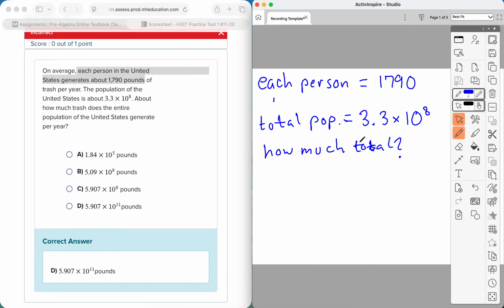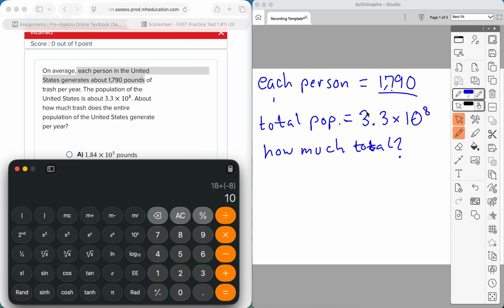How much total? So if each person has that much trash, and there's this many people, we could multiply these numbers to get a total. So 3.3 times 10 to the power of 8 times this. You might just want to do this all on your calculator once you get that far, and realizing that if this represents one person and this is the total amount of people, you could just multiply to find the total for the country.